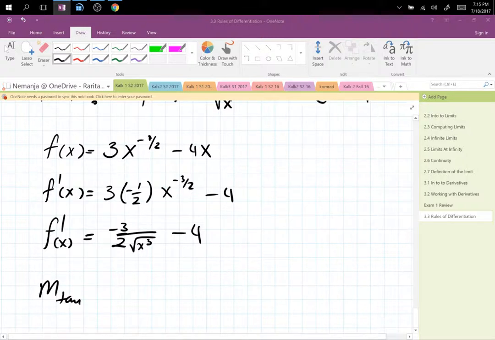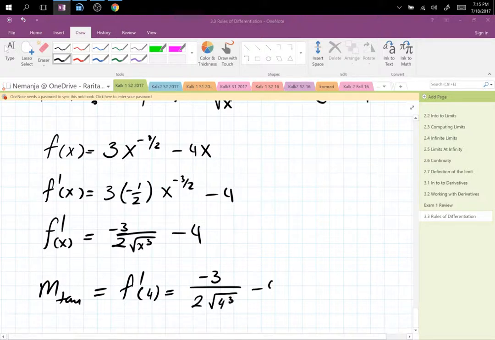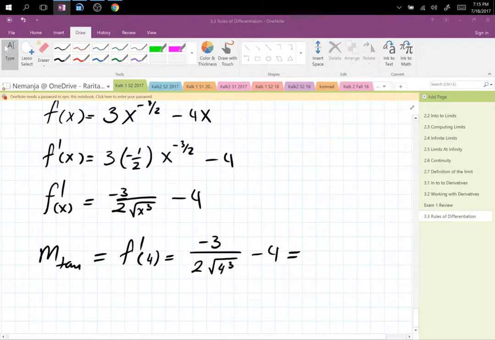The slope of the tangent line is going to be the derivative computed at the number 4, as I said earlier, x equals 4. Now when you plug that in, you get negative 3 over 2 square root of 4 cubed minus 4. You can either take the square root or do the cube first. Obviously you should take the root first and then cube it. So the whole thing is negative 3 over 16, because the square root of 4 is 2, 2 cubed is 8, and then times 2 in front is 16, minus 4.